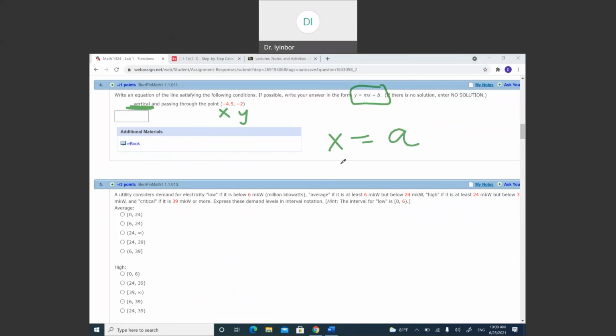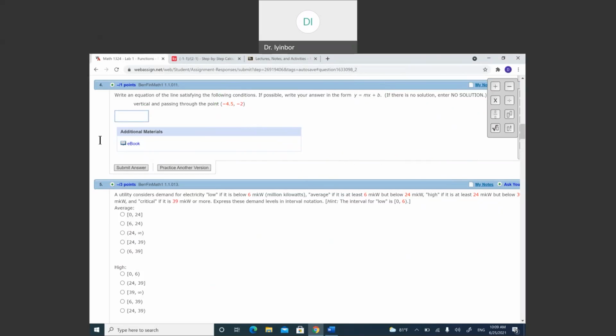And now when I look at my point, what is x equal to? Negative 4.5, and that's my answer. That's my equation. You don't do anything else here, because we know the equation of a vertical line is x equals number, and you get the number from the given point. So you're going to write x equals negative 4.5, and that should be correct.